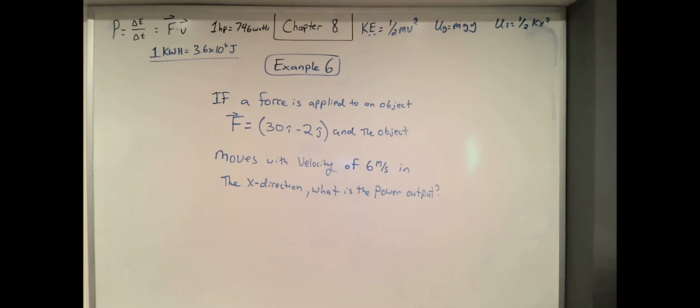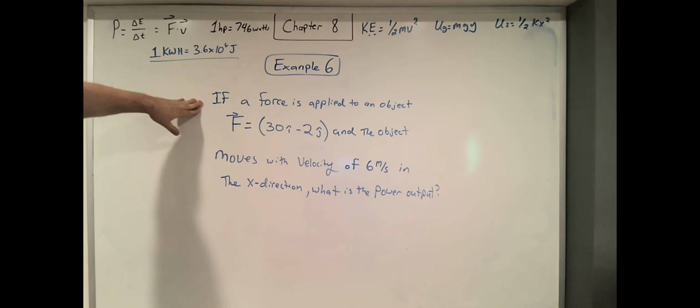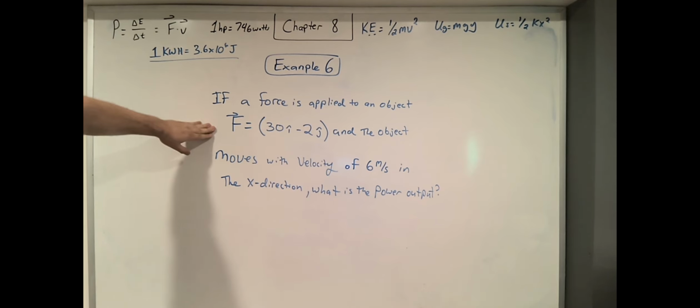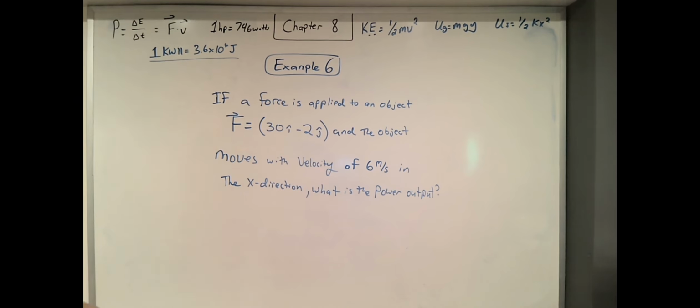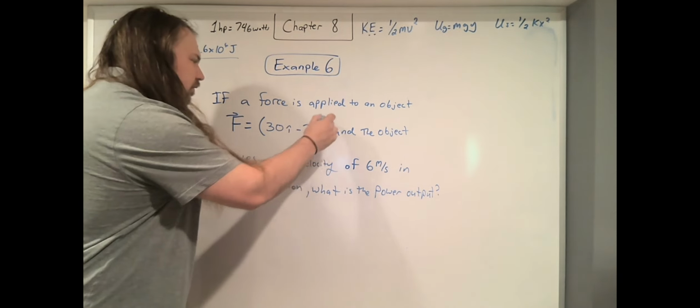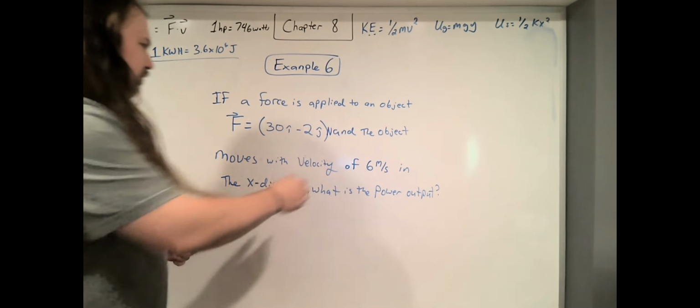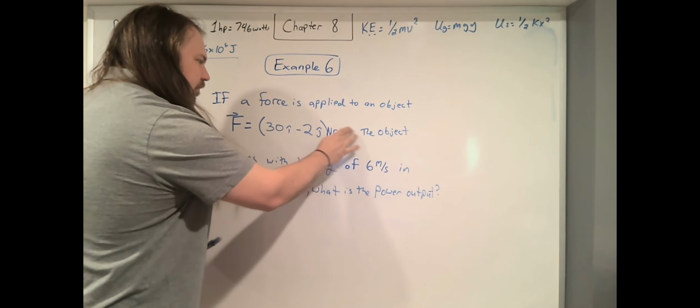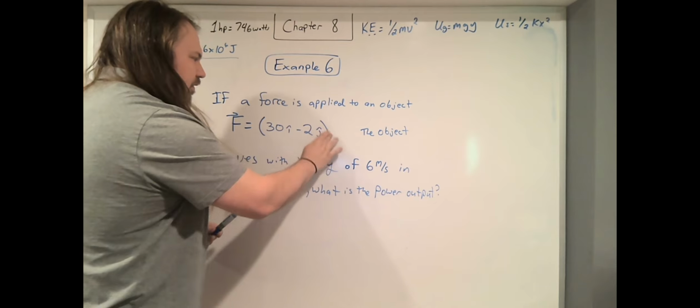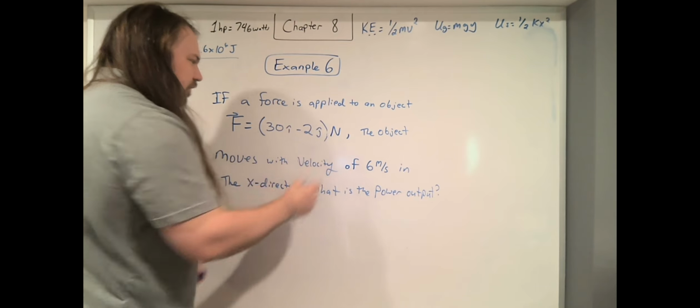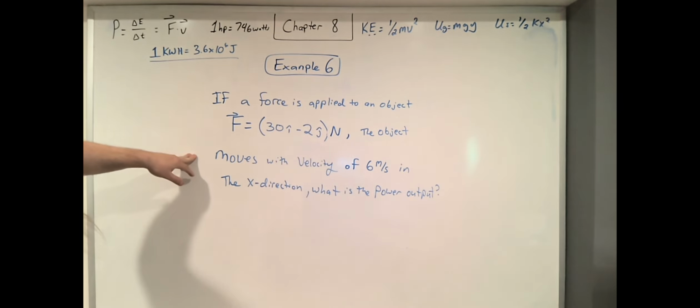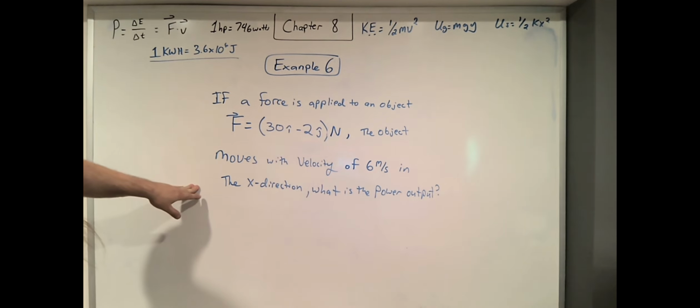So in this one, we have a force that's being applied to an object. Doesn't state what it is, doesn't really matter, but it's a force that's being applied to an object. That force is given as a vector, 30 i hat minus 2 j hat, and that would be in newtons. The object moves with a velocity of 6 meters per second in the x direction. What is the power output?